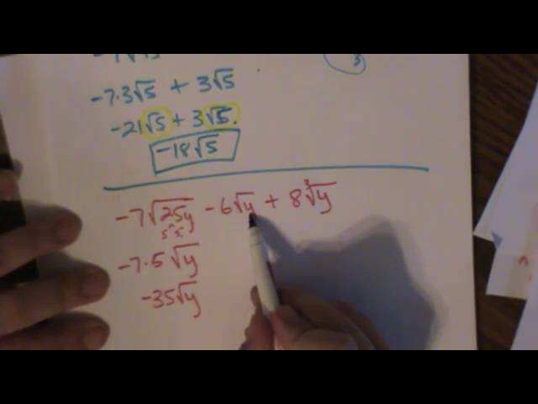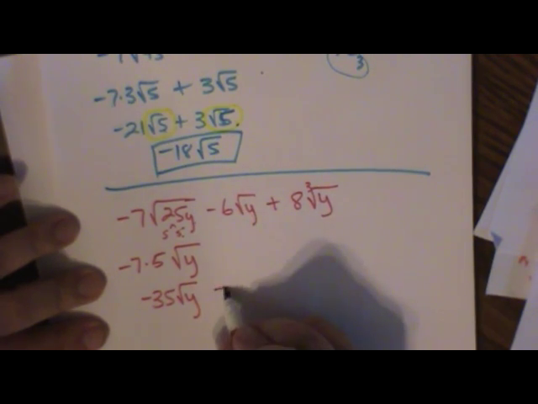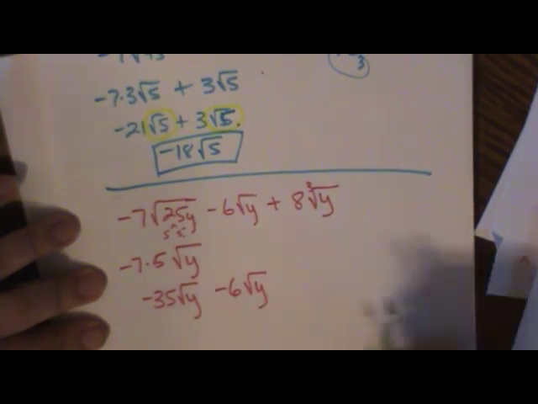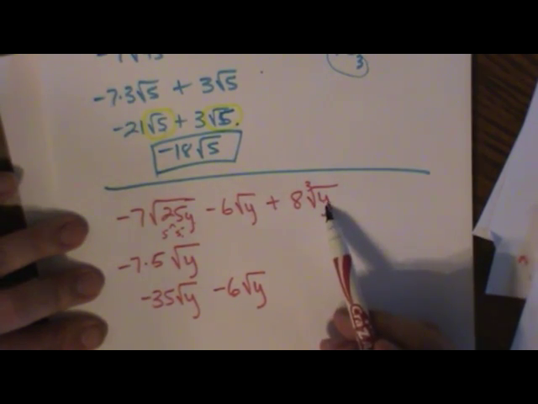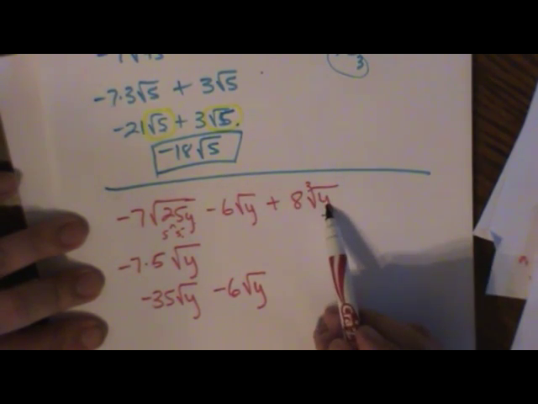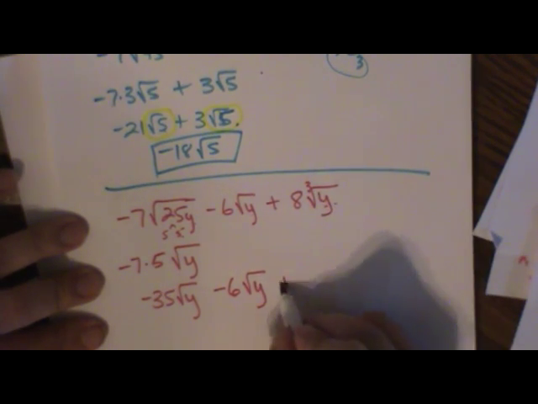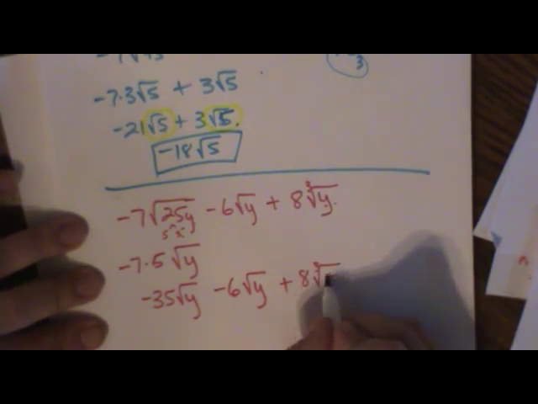And we can't take anything out of this one because we just have one. So we can just bring it down. And again here on this one, we have one y inside, but we need 3 to take it out, so it can't come out. So it just comes down.